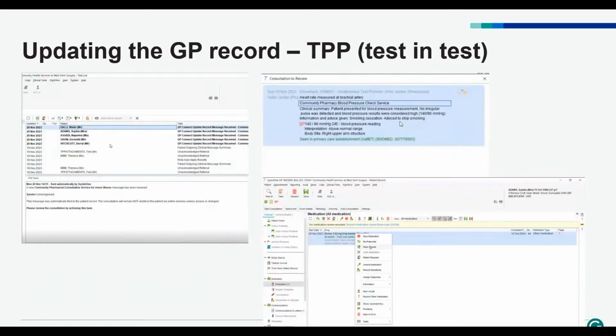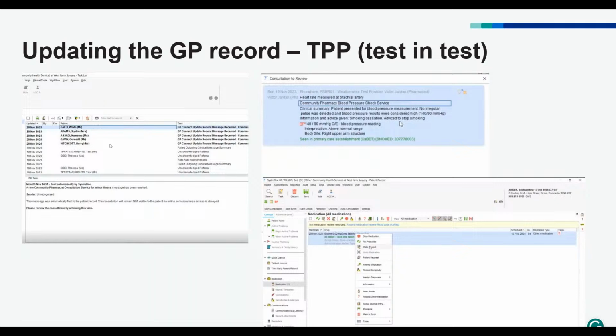Just some screenshots I thought would be helpful to demonstrate the functionality. On the left-hand side, you can see what we call the workflow in the GP practice system. All messages, letters, communications that come into the practice come into this generic workflow. As you can see, the highlighted top one says it's a GP Connect update record message received. Underneath it tells you that it's part of the community pharmacist consultation service, obviously now the Pharmacy First service.